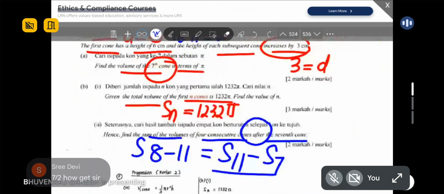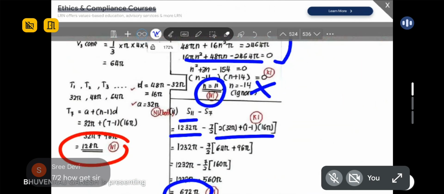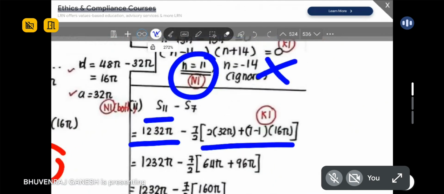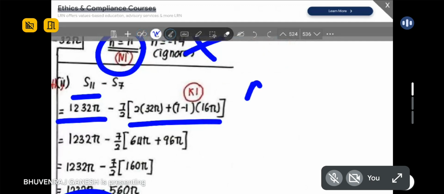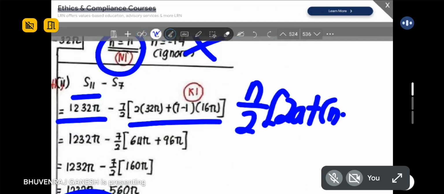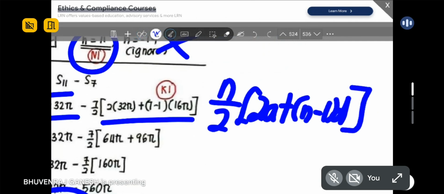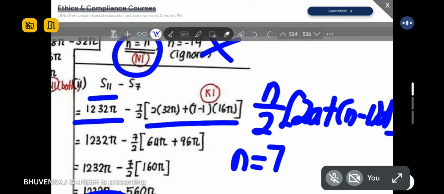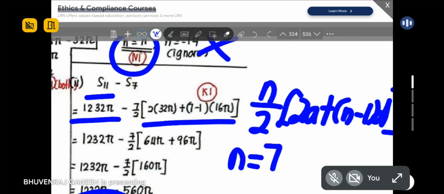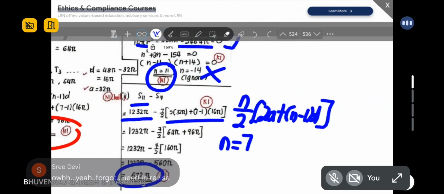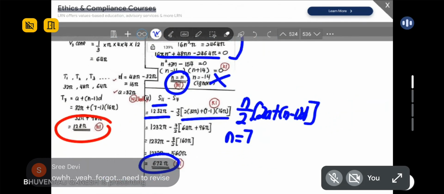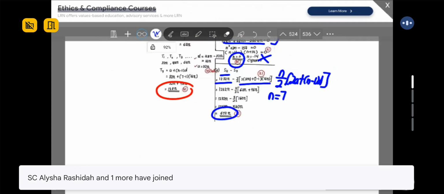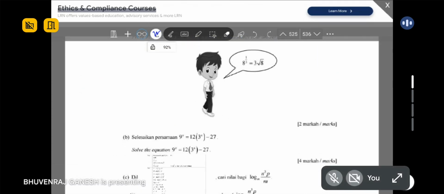Can 7 over 2, how get? 7 over 2. Wait, oh, it's part of the formula. Remember your formula? n over 2, 2a plus (n minus 1)d. This is for the arithmetic sum. So now your n value is 7. So that's why you have 7 over 2. Understand? They are just substituting the n value inside. That's all. For those who forget your formula, please revise your Form 4 topics. Okay, don't leave your Form 4 just like that.